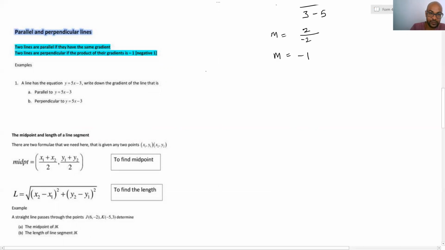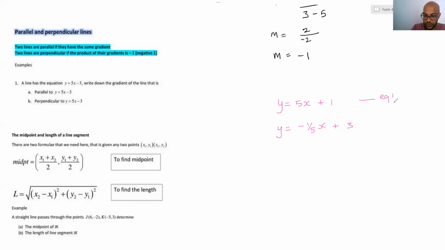If we multiply the two of them by each other. So I'll show you an example here. Y is equal to 5x plus 1, and let's say y is equal to -1/5 x plus 3. If we just take the gradients, we could call this one equation 1 and this one equation 2.